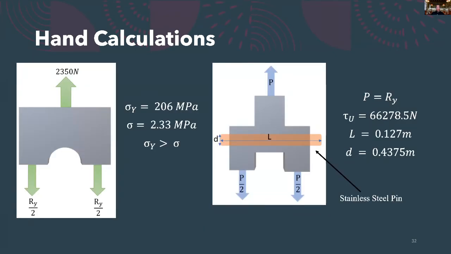Here we see a few of the hand calcs that were used to help the design of the tabs, as well as figure out what type of pin we would need. Image on the left shows tear out force calculations, and image on the right shows shearing calculations.